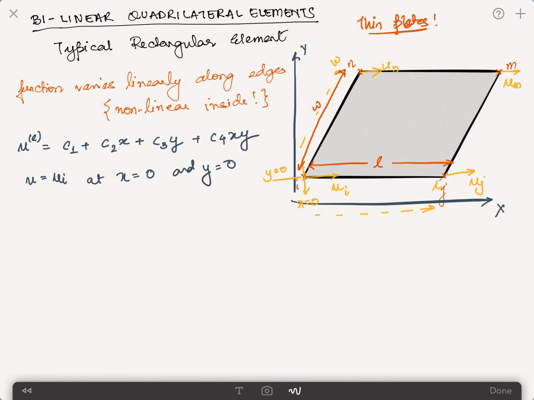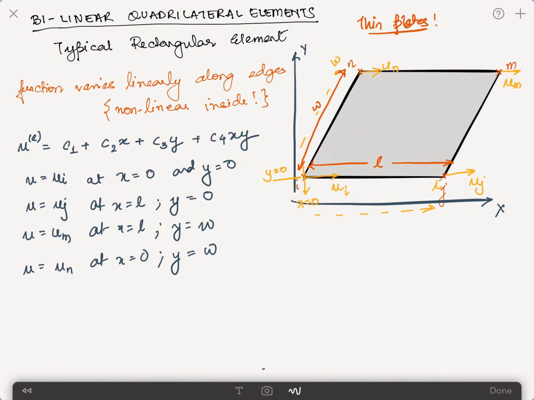So u is equal to ui at x is equal to 0, y is equal to 0, and in the same way I can have u is equal to uj at x is equal to L and y is equal to 0 because y hasn't changed. u is equal to um at x is equal to L and y is equal to W in this case because we moved up along y, and finally u is equal to un at x is equal to 0 and y is equal to W also. So now if I have these following conditions, then the displacement function ue should satisfy all these different conditions.